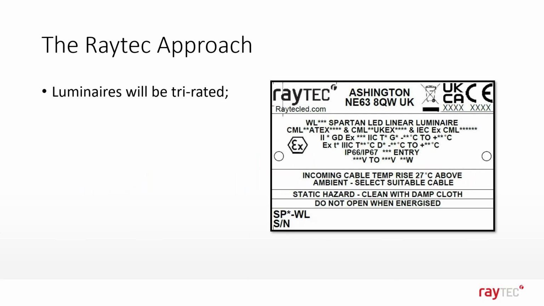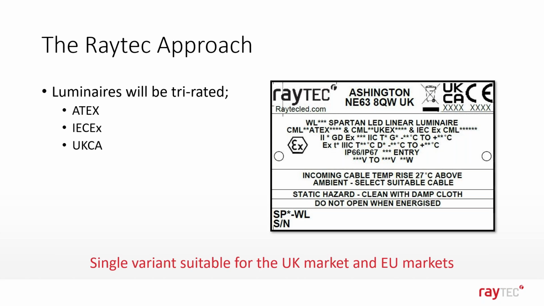Our plan is that our luminaires will be tri-rated, with labeling showing both the UKCA mark with that particular approved body number, a CE mark with that particular ATEX notified body number, and also certificate numbers for ATEX, UKEx, and IECEx displayed on the label. So because we hold conformity assessment with both a UK approved body and an EU notified body, and our products conform to the requirements of all three approvals, we can offer a single product variant suitable for the GB market, EU market, and the rest of the world.